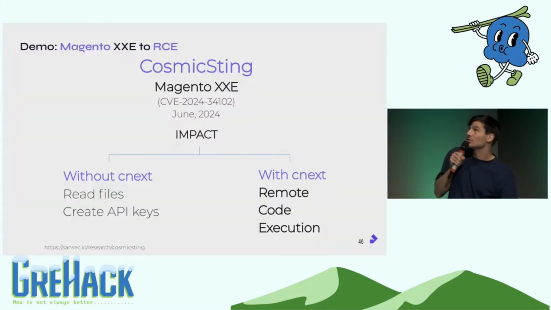So I chose to focus on Cosmic Sting, which is a vulnerability that came out in June. It's an XXE pre-authentication on Magento. So obviously it allows you to read files. And without my exploit, the idea is that you can read any file you want on the system. So you can use the secrets that are located in some file, I don't remember the name, to create API keys. And so you have access to the admin API. But you don't have RCE. With my exploit, you straight up have RCE.